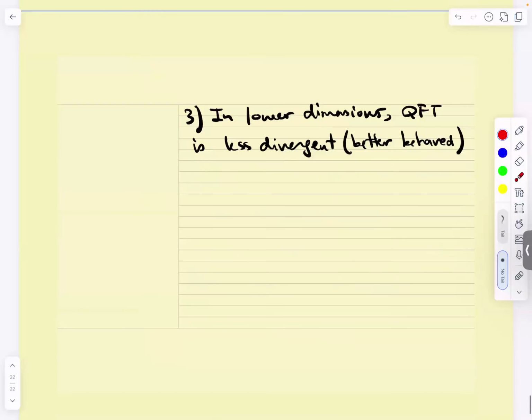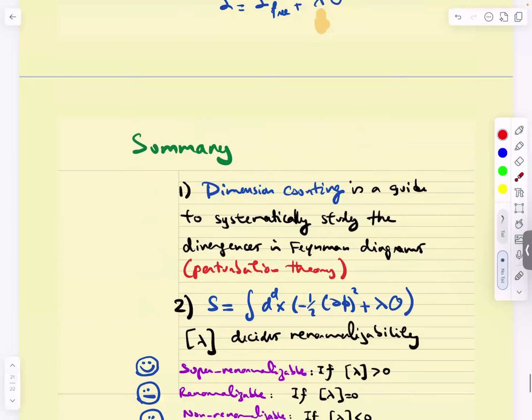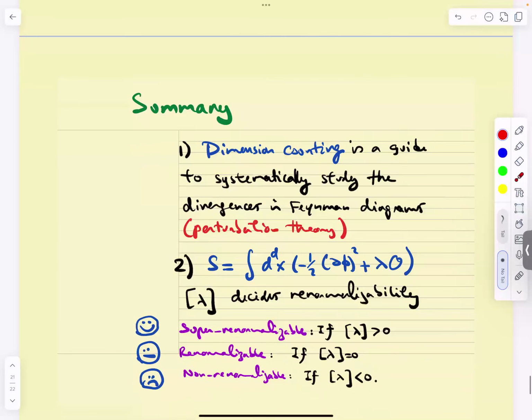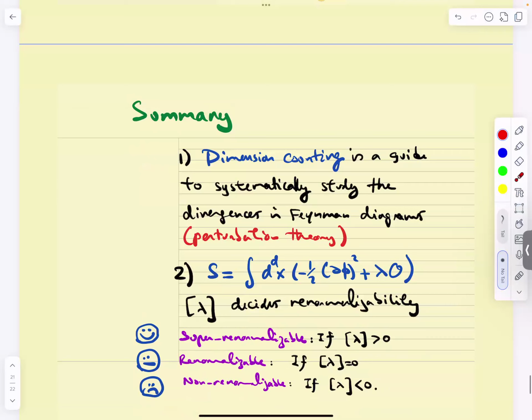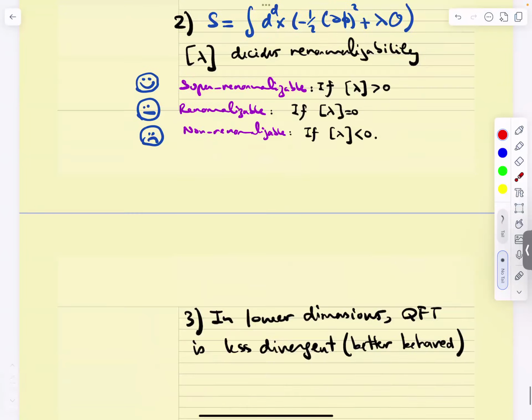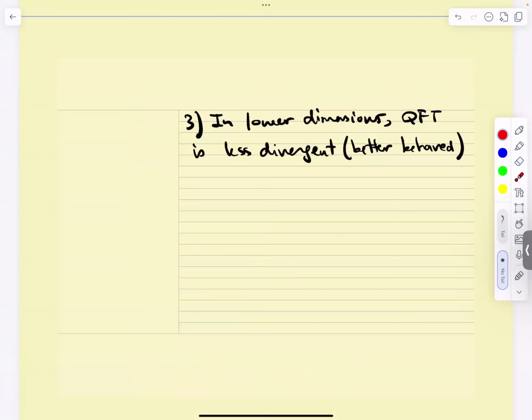All right. One last thing to mention is another important lesson: in lower space-time dimensions, QFT is less divergent, it's better behaved. In 1+1 space-time dimensions, things are particularly good for the following reason. Can anyone tell me why 1+1 dimensional quantum field theory is very, very nice from the point of view of renormalizability? For example, a scalar field.